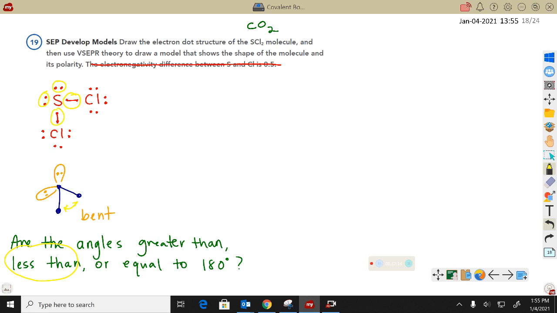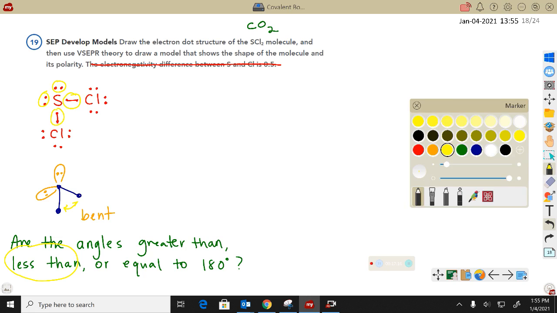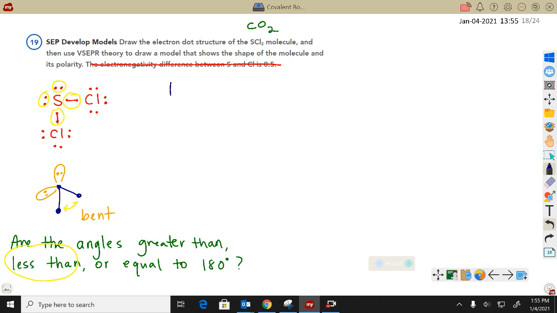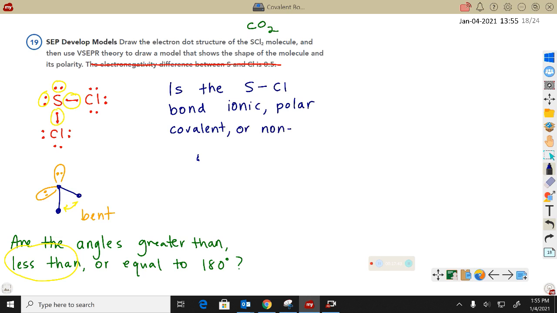All right, then what else might they ask me on a summative? They might ask me about the bond polarity. They might say, is the sulfur-chlorine bond ionic, polar covalent, or non-polar covalent?